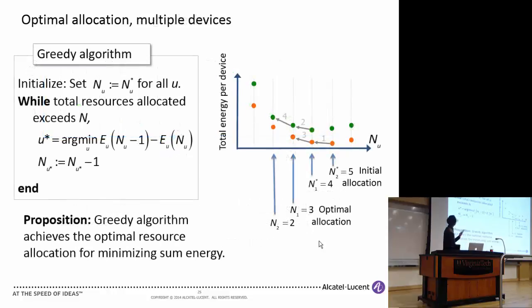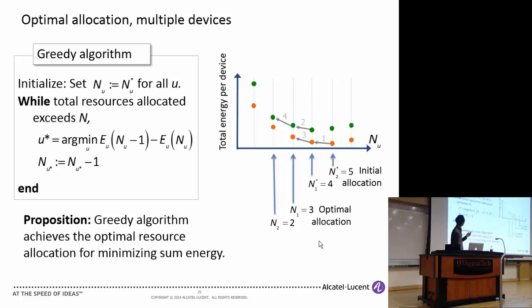Okay, so for the optimal allocation for multiple devices, we can think of solving this using a greedy algorithm. Now let's consider the case where there are 2 devices. We have an orange device, which is farther away from the base than the green device, and each of these wants to communicate some payload, L bits. So the goal is, how do you determine how many resources for each device to communicate the L bits in order to minimize the energy? And so the algorithm does this.